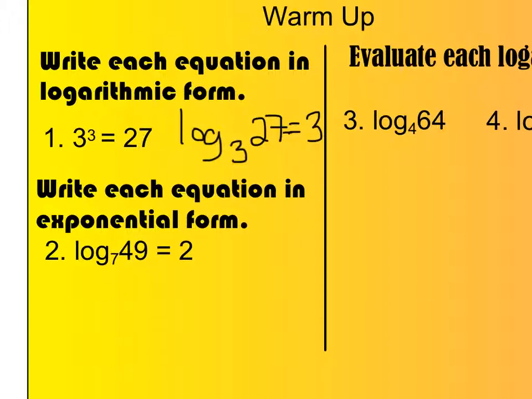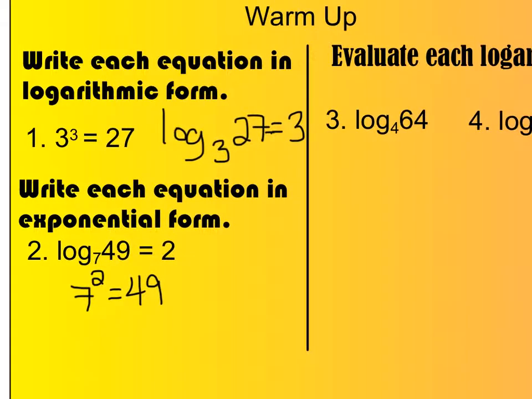Number 2, we're writing it in exponential form, so we're doing the opposite. So we again start by looking for the base. Base of a log is always that small number. So 7. The exponent is always on the equal side. And the answer in this case is 49. So there are your 2 answers for 1 and 2. Hopefully doing good so far.